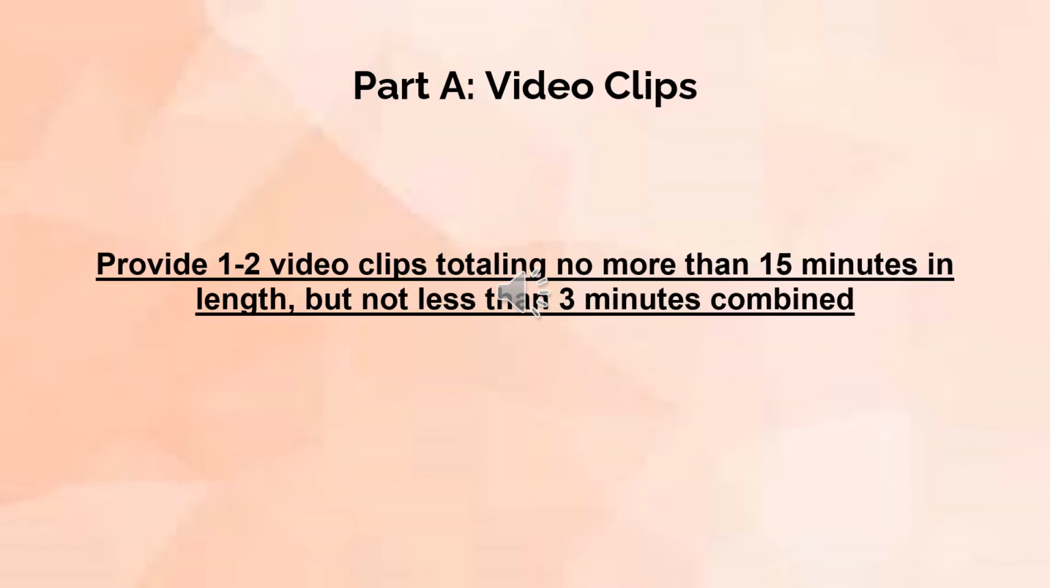For your videos, you can submit either 1 or 2 video clips. Together, they can be no more than 15 minutes. But they can also be no less than 3 minutes. So you want to make sure that the 2 clips that you choose add up to no more than 15 or less than 3, or you'll get an automatic 1.